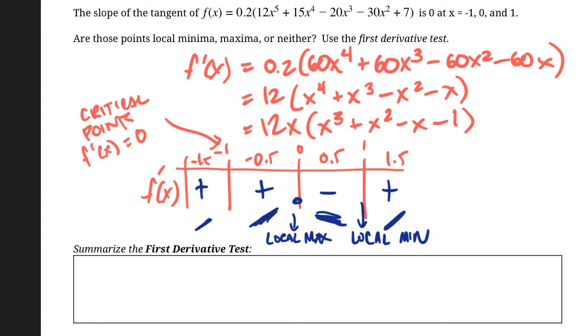And over here, if you plugged in -1, you see it goes from a positive slope to a positive slope. The only way it can go from a positive slope to a positive slope with a slope of 0 in between is if it's a point of inflection. I'm actually going to call that POI to shorten. So that must be a point of inflection.